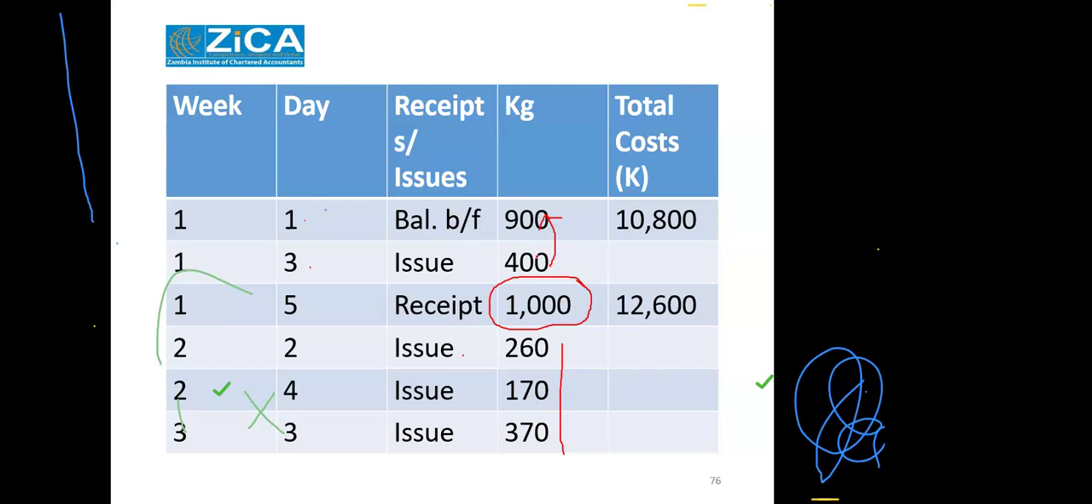Then from the 900, they issued 400. So what remained from 900 is 500. So all that you do then is value the 500 that remained here and the 200 remaining there. How do you find the price per unit? You divide 12,600 by 1,000, which is 12.6.